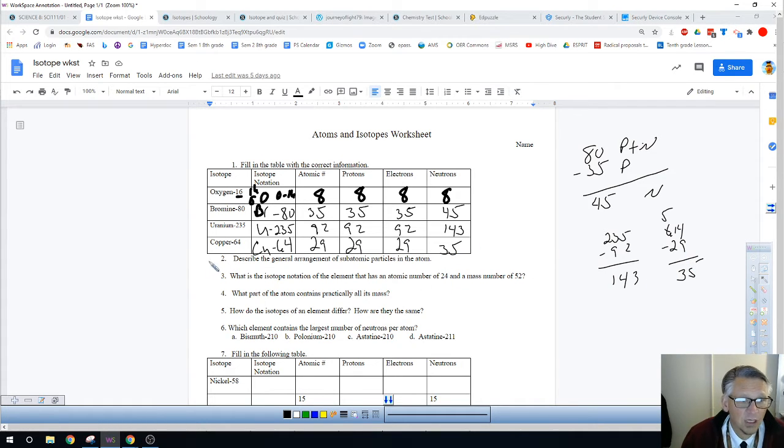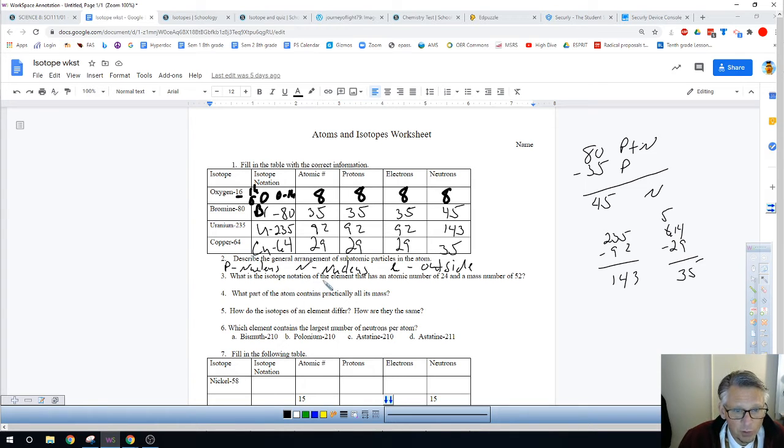So describe the general arrangement of some atomic particles in the atom. Well, protons will be in the nucleus. Neutrons will be in the nucleus. And electrons will be outside. And we'll get to that.